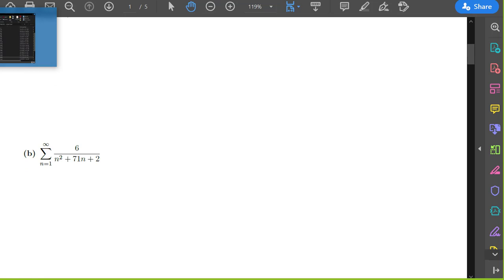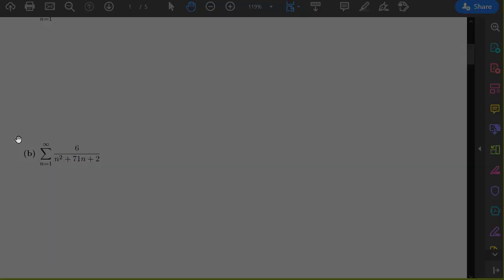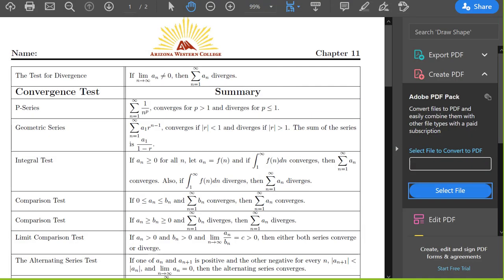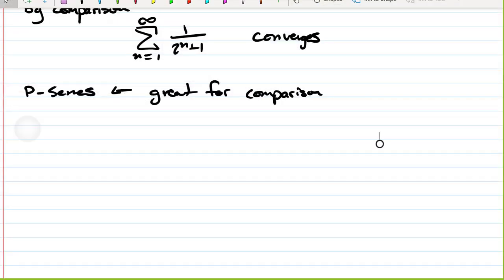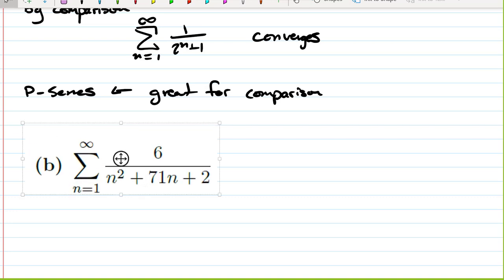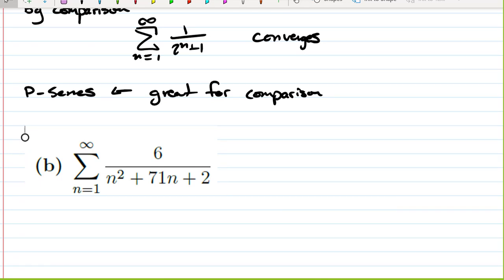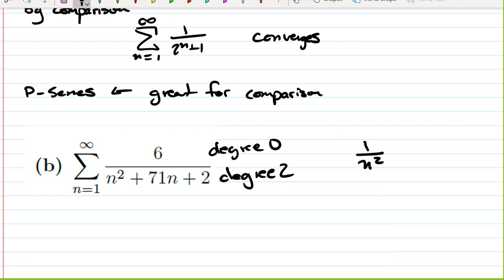All right. So let's take a look at this. So we want to determine if this series is convergent or divergent. So, as I was just mentioning, this one is going to be a great candidate to compare with a p-series. And the reason for that is if we look at our numerator, it's degree 0. And if we look at our denominator, it's degree 2. So a good candidate to compare that with might be 1 over n squared, because they have approximately the same degree.